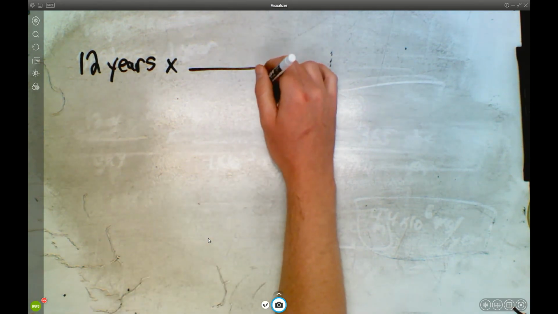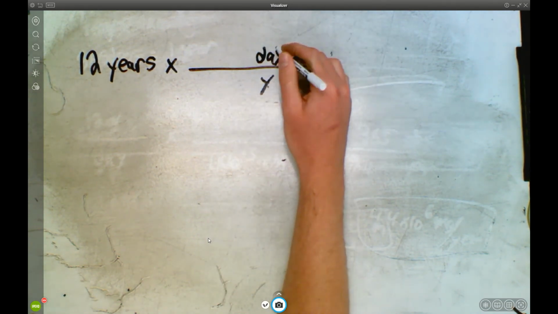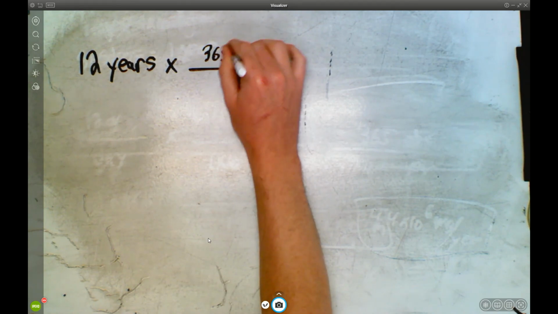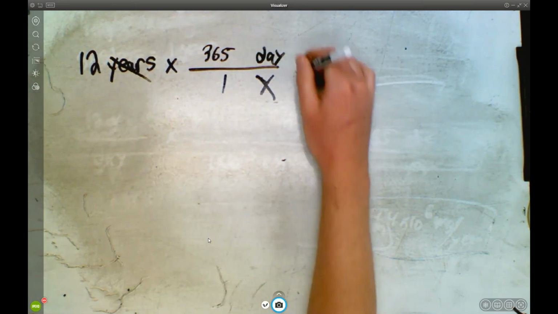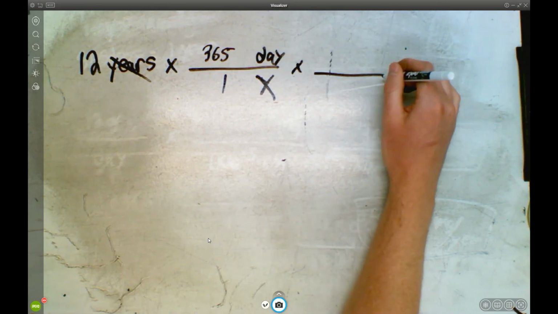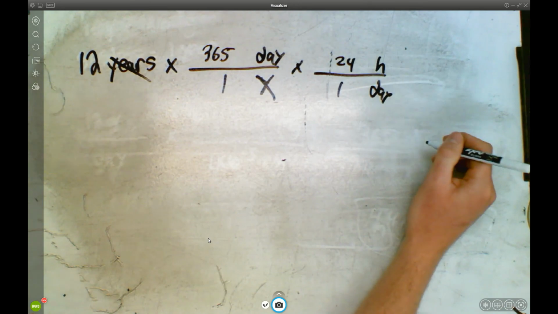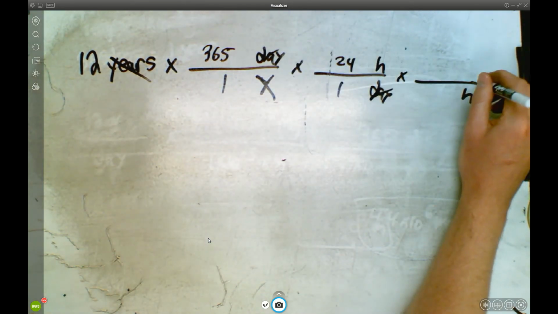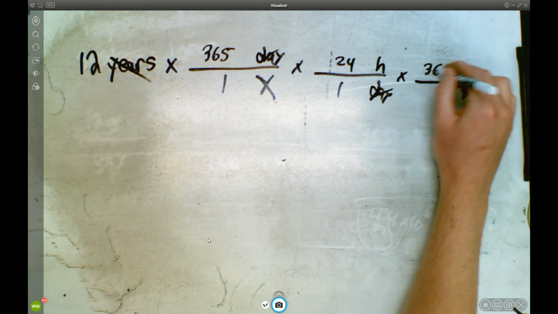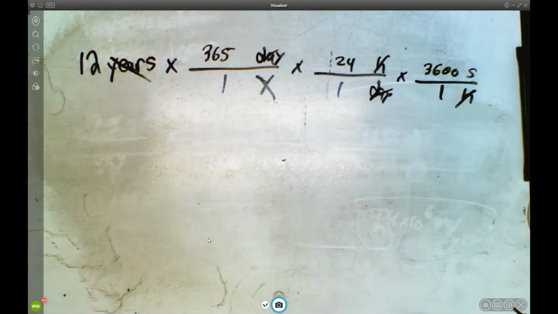Just like the last one, we know how many days are in a year. We know that there's 365 days in 1 year. So those will cancel out. And then we can go smaller. Well, what's smaller than days? Hours. We know there's 24 hours in 1 day. Days cancel out. And hours, how can we be smaller? All right, we already knew that there's 3,600 seconds in 1 hour. So now we have seconds as our only unit.